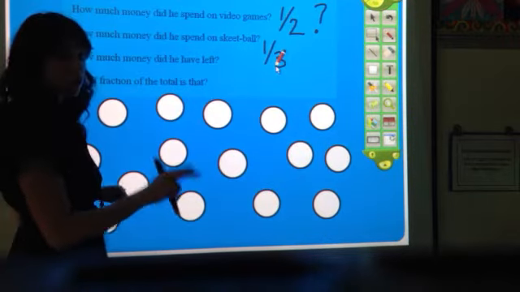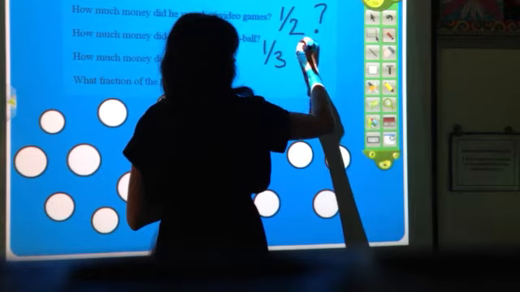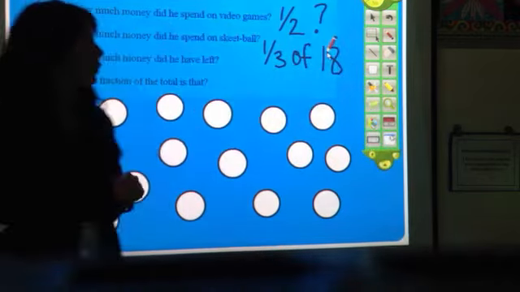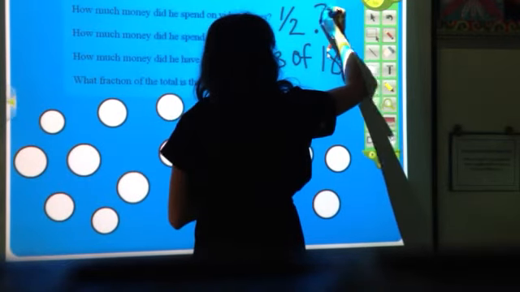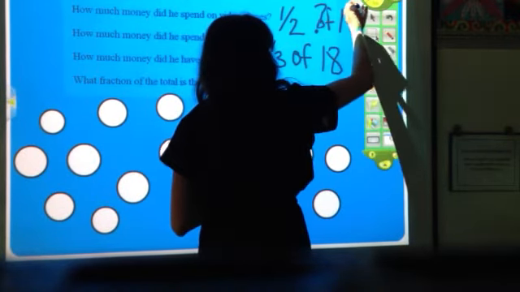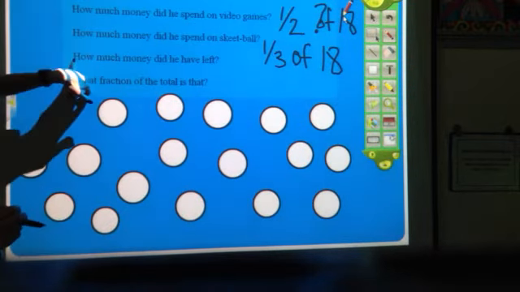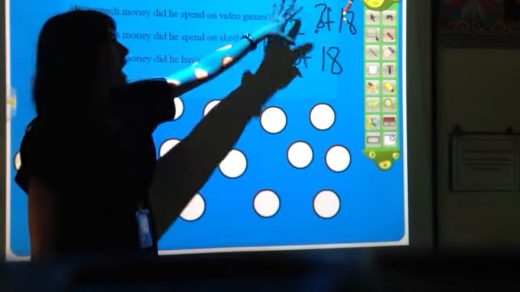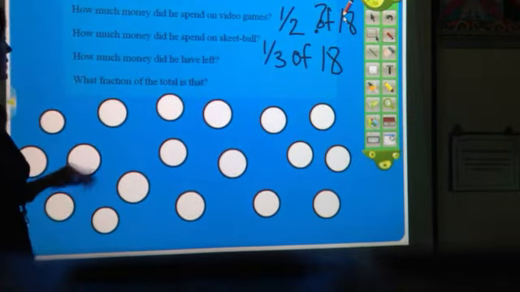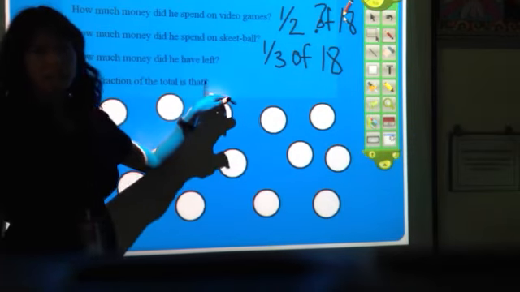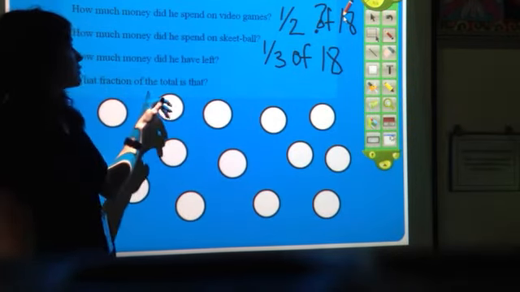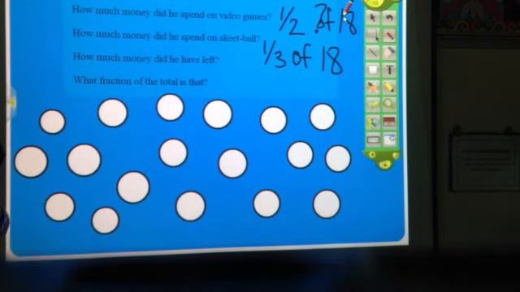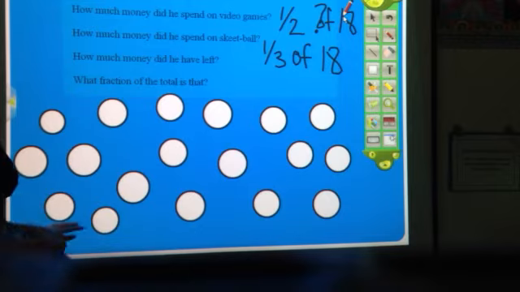So we have 18 quarters here, so you could use this strategy. You could figure out what 1/3 of 18 is, and then count up that many quarters. You could figure out what half of 18 is here, and then count up your quarters. And then the next question is, how much money did he have left? So we'll just count the quarters that we have left after we've added these 2 answers together. And then it says, what fraction of the total is that? And that's your challenge question for tonight. So be prepared to discuss these 4 questions tomorrow, and be prepared to explain what strategy you use to solve these problems. Good luck!